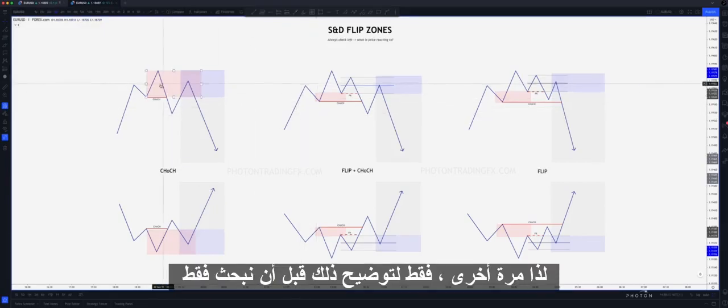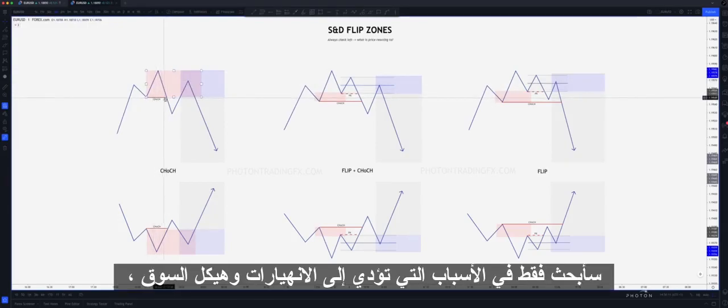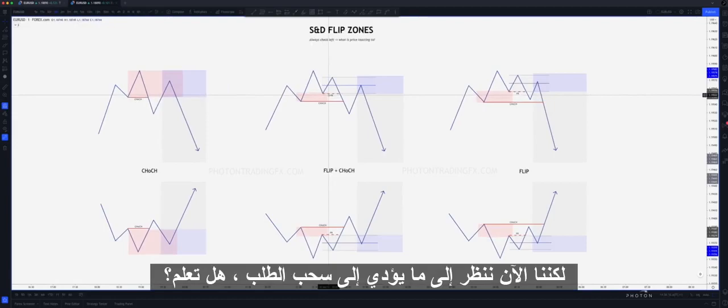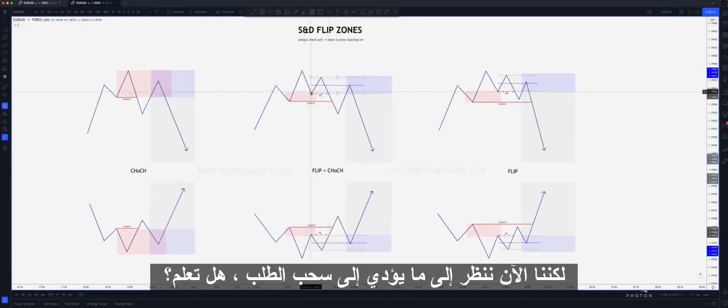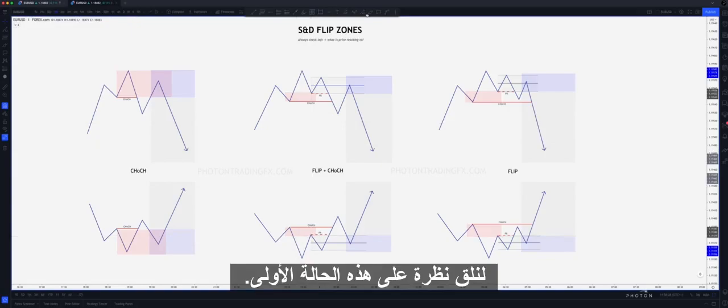So again, just to make that clear, before we've purely just been looking at what causes breaks of structure. We've just been looking at what leads to breaks of market structure, but now we're looking at what leads to taking out demand. Where is the supply that took out demand and where is the demand that took out supply? Okay, so let's look at this first case.